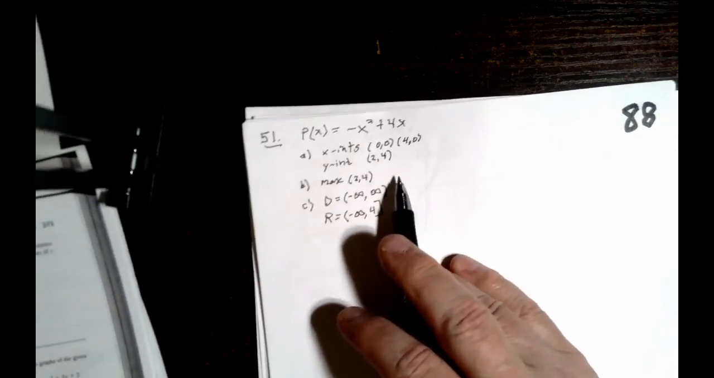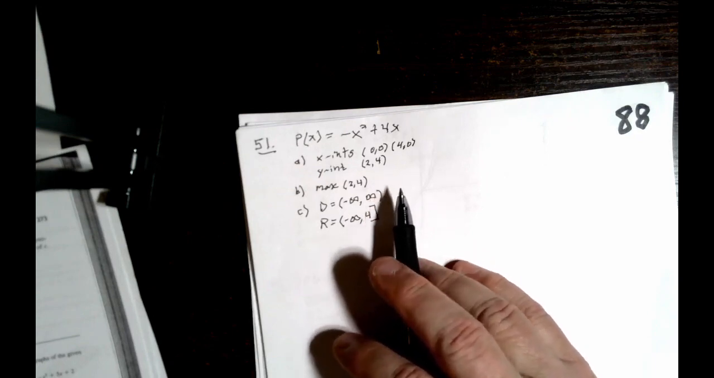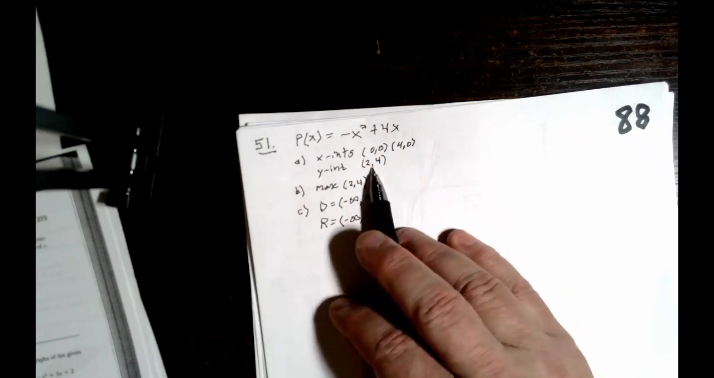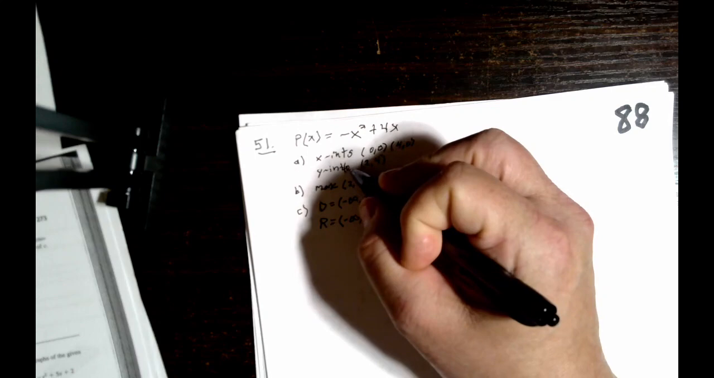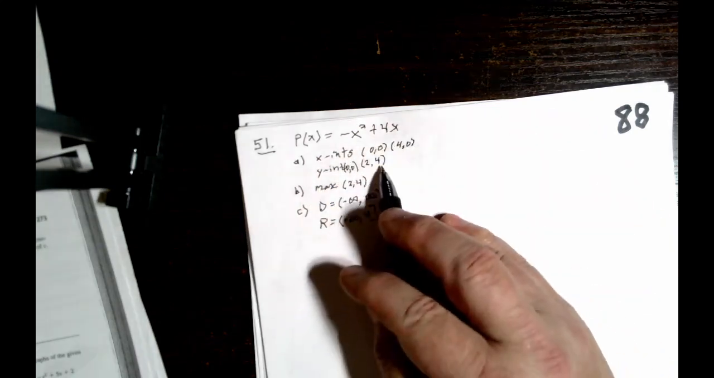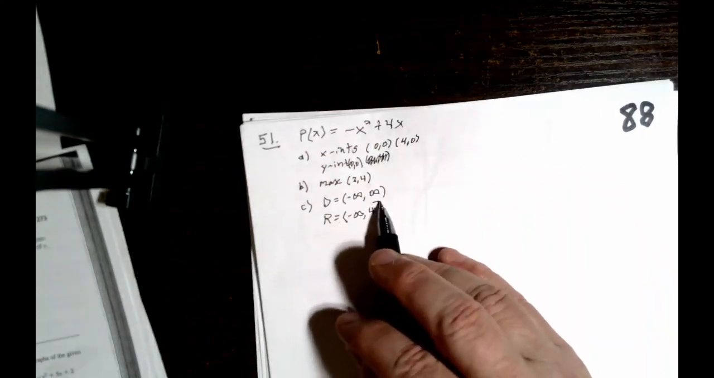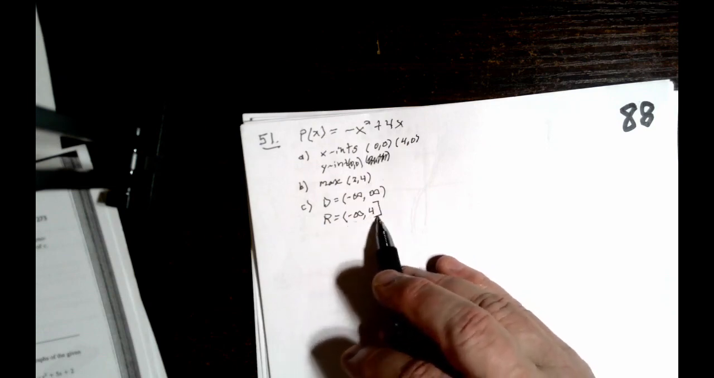And now 51, they ask you to find the x and y intercepts and the local extrema and the domain and range. So you find the x-intercepts, setting equal to 0. Y-intercept is (0, 0). Your maximum is (2, 4), and your domain is minus infinity to infinity and the range is minus infinity to 4. They want you to look at it on your calculator screen so you can see what that does.